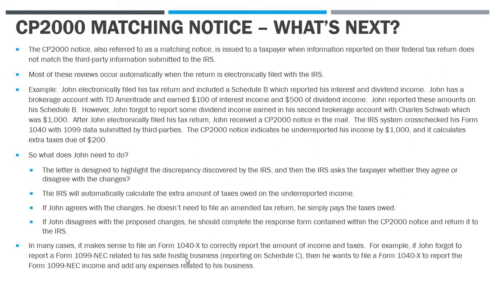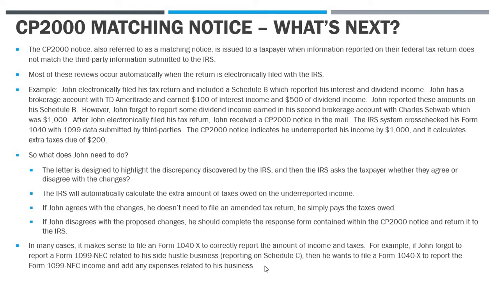Now, in many cases, it does make sense to file a 1040X to correctly report that income and expense. And here's an example, right? If John, let's say he forgot to report a 1099 NEC, which is non-employee compensation, because he has a side business, right? So the side business, all the income and expenses report on his Schedule C, and he just forgot to do it. Well, if he gets a CP2000 notice for that reason, he would very likely want to file a 1040X because not only does he need to report the income, but he has to include all the expenses that are related to that income.